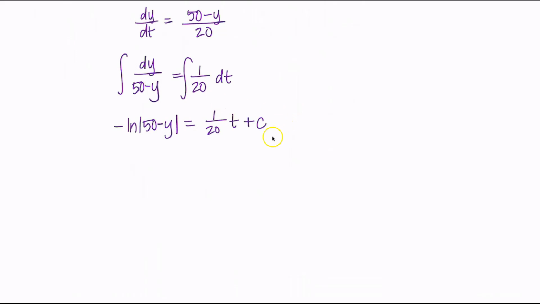And then we'll go ahead and use our initial condition. Our initial condition, y of 0 equals 0, will allow us to solve for c. So we'll have negative natural log of 50 equals just 0 plus c. So really just negative natural log of 50. 50 is already positive, so we don't need those absolute value bars. So this is our value of c, negative natural log of 50. Let's plug that back in.